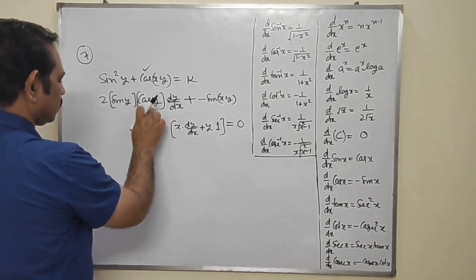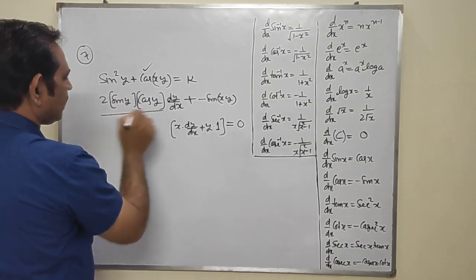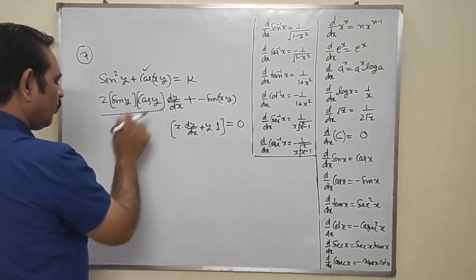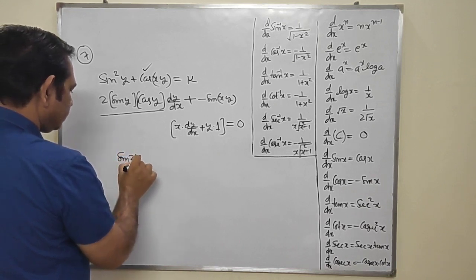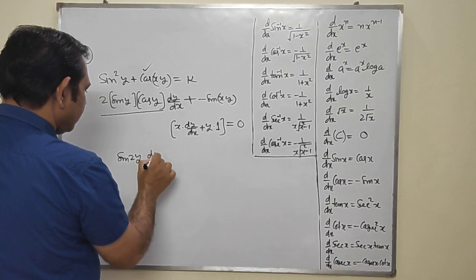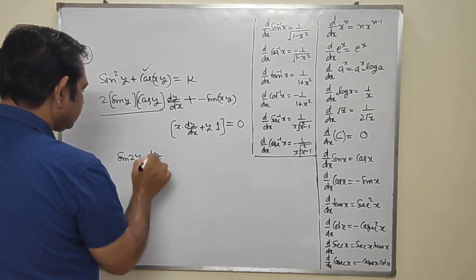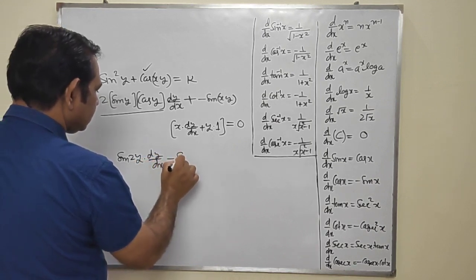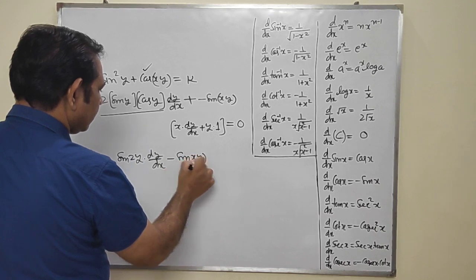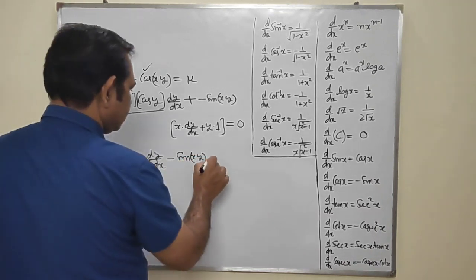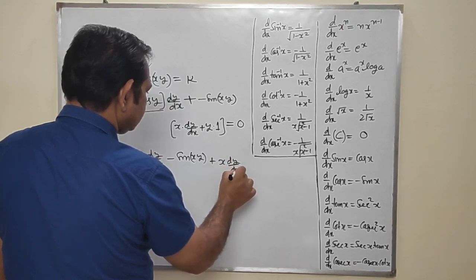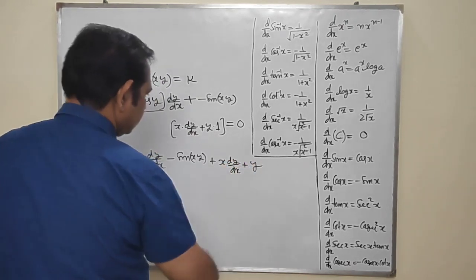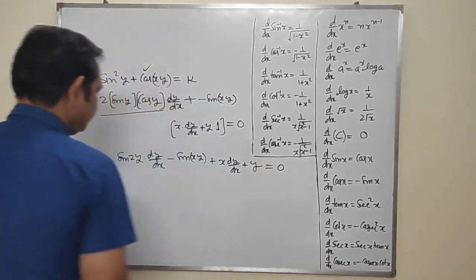2 sine y cos y. This is the direct formula by trigonometry. This will become sine 2y. Sine 2y dy by dx minus sine xy, x dy by dx plus y, equal to 0.